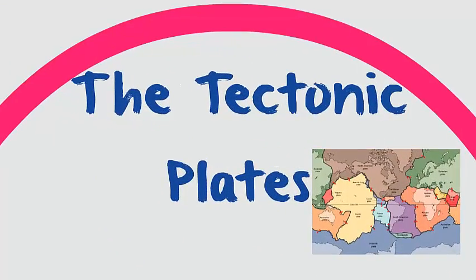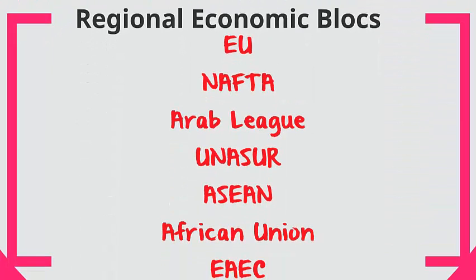Plate tectonics is a scientific theory that describes the large-scale motion of the Earth's tectonic plates. The Earth has 7 or 8 major plates and many minor plates. In my model, the tectonic plates are represented by the regional economic blocks of the global economy, such as the European Union, the North American Free Trade Agreement, the Arab League, the Union of South American Nations, and many more. The relative interaction of these plates determines the type of boundary that they have.